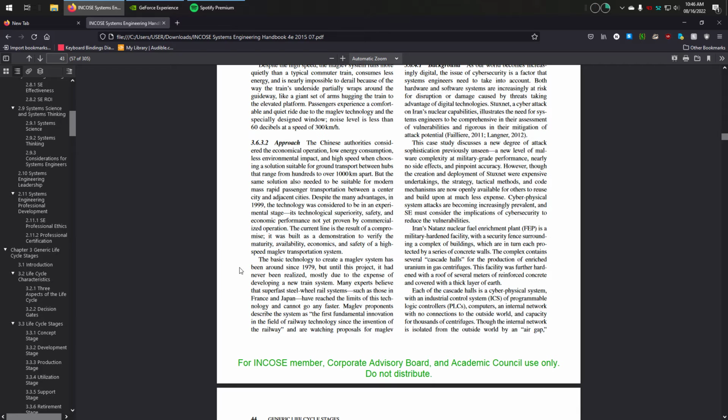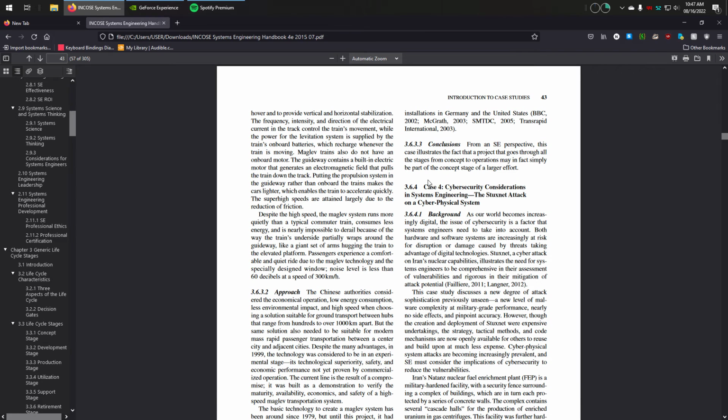Many experts believe that superfast steel wheel rail systems, such as those in France and Japan, have reached the limits of this technology and cannot go any faster. Maglev proponents describe the system as the first fundamental innovation in the field of railway technology since the invention of the railway, and are watching proposals for maglev installations in Germany and the United States.